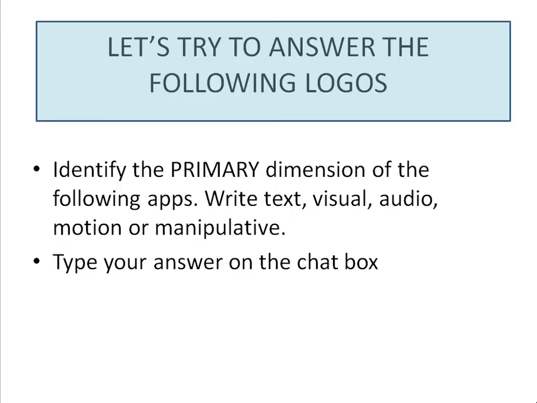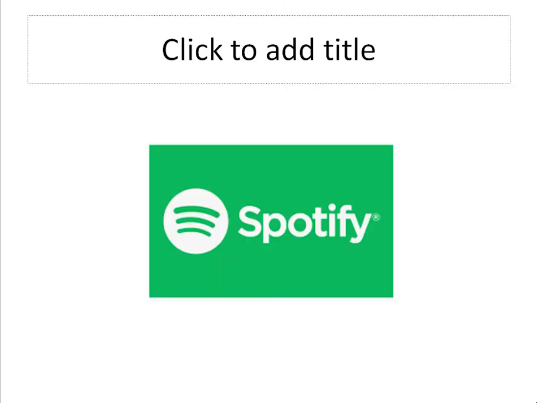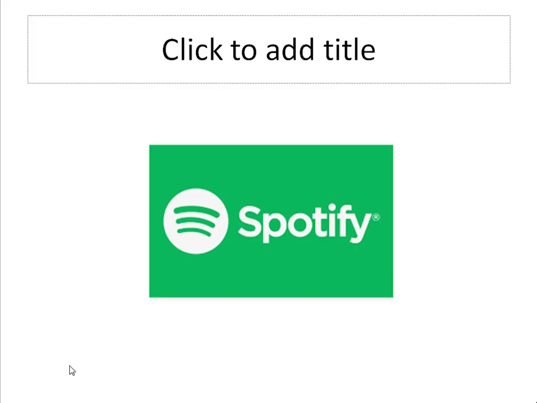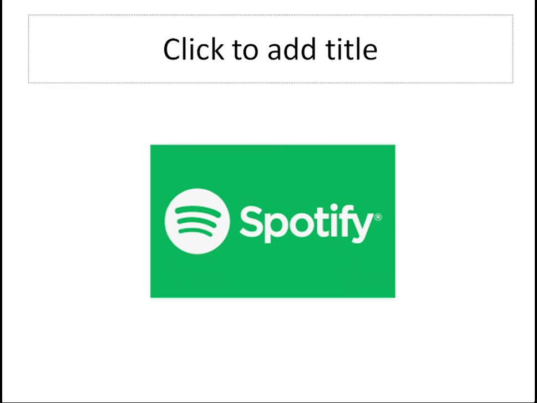Okay, let's try to answer the following logos. I will be presenting a logos. Identify the primary dimension of the following apps. Ibig sabihin, ano yung karamihan na gumagana dun sa apps na yon? Type your answers on the chat box. Okay, number 1, we have Spotify. Ayan, place your answers now. Audio. Spotify is about audio. Correct.